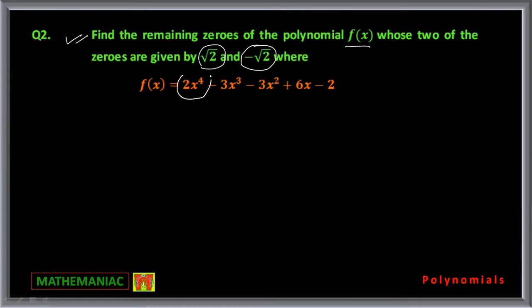So here you can check that the degree is 4. This is the highest power, and therefore there will be a total of 4 zeros, out of which you already know 2. So how many more do you have to find? 2 more. So let's start with how we'll proceed.